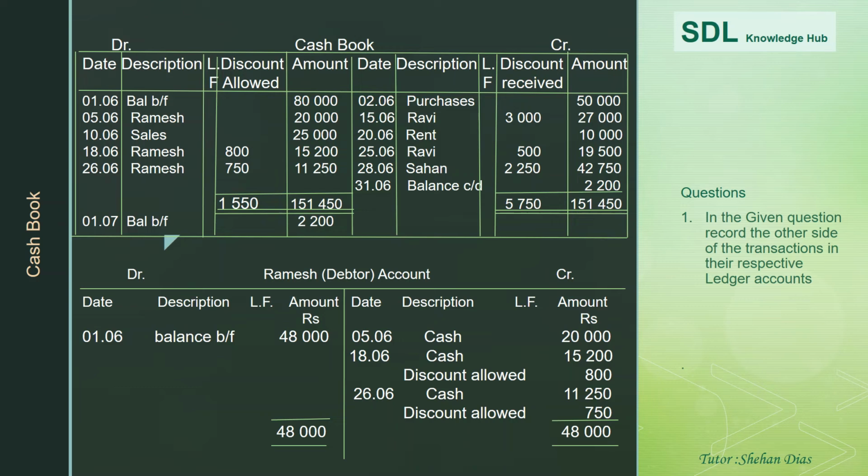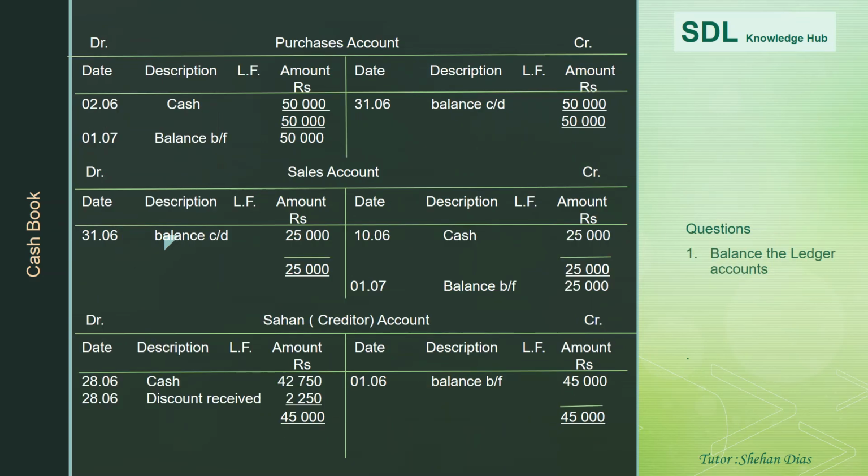Finally, a 5% discount was received when Sahan was settled fully. So Sahan's amount was settled fully. From 45,000, 5% discount comes to 2,250. So discount received on the credit side 2,250 and the amount is 42,750. And open Sahan's account and record the transactions in Sahan's account.